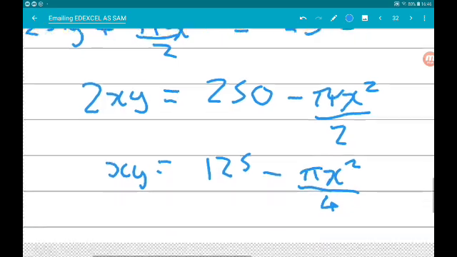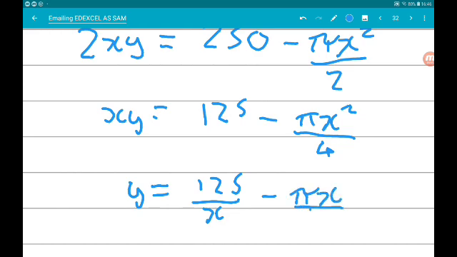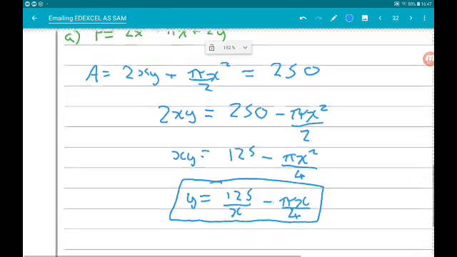And then, if we divide through by x, y is 125 over x minus pi x over 4. So we're now going to substitute this into our perimeter.